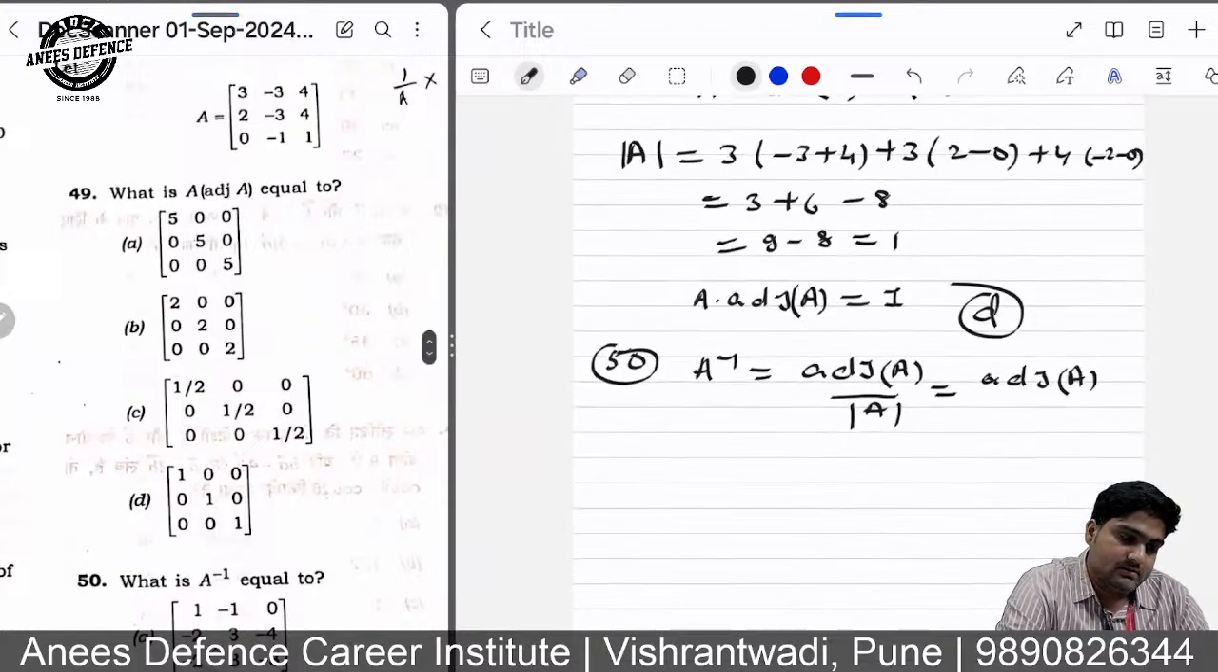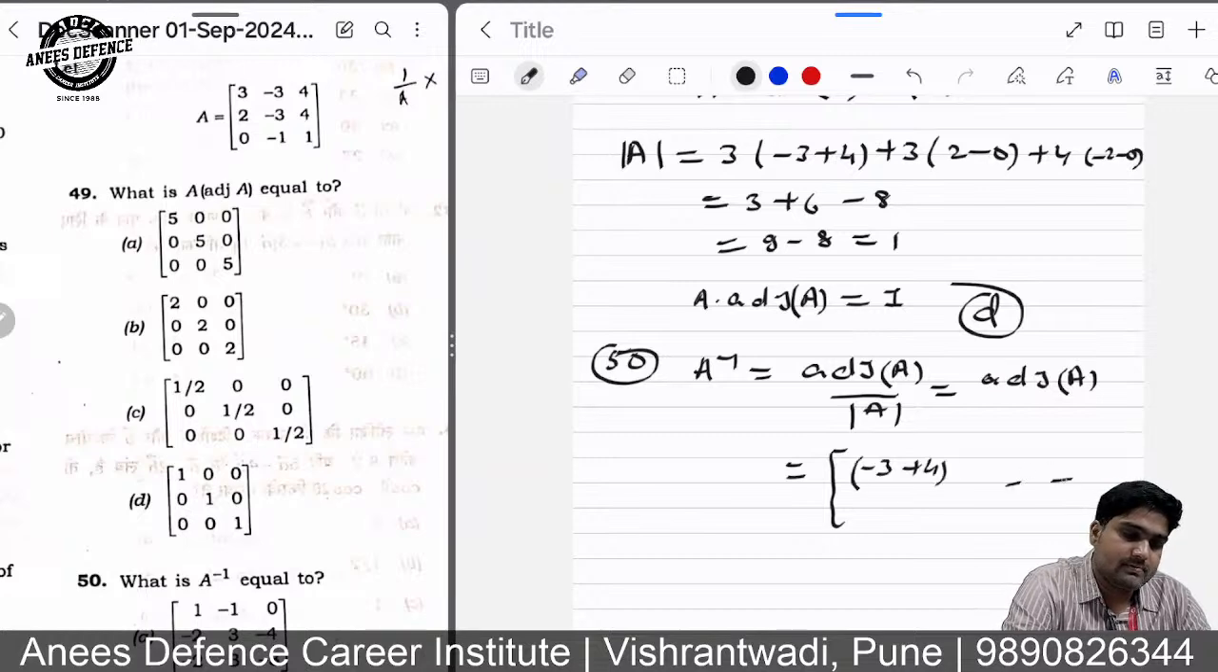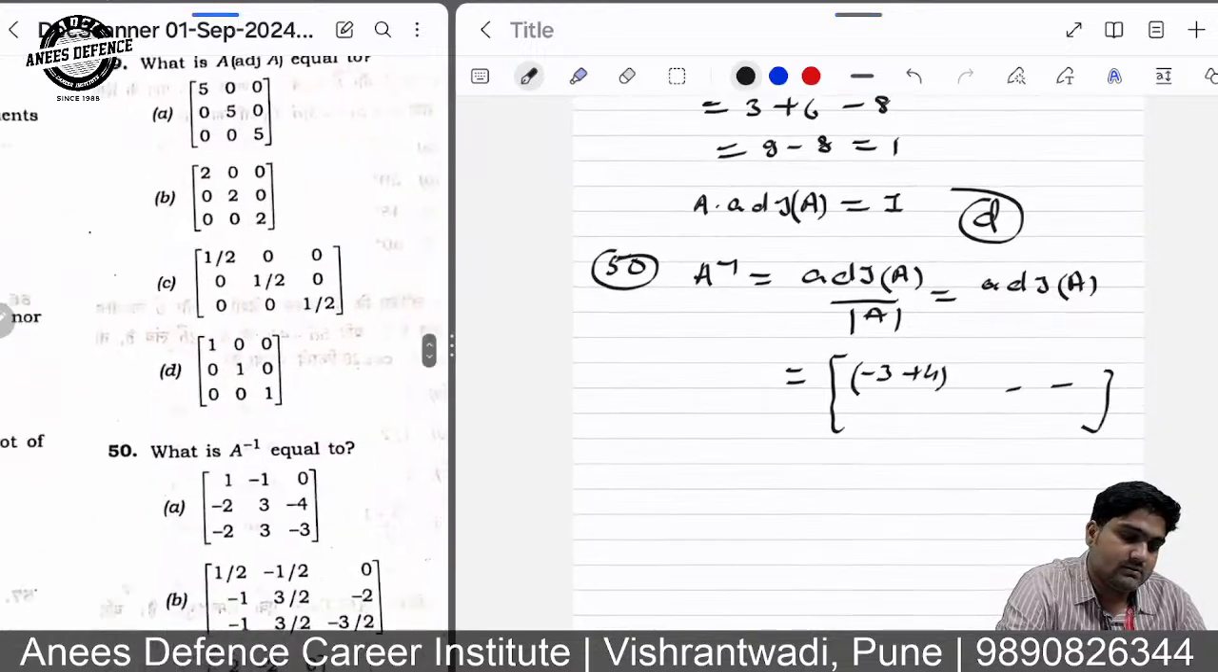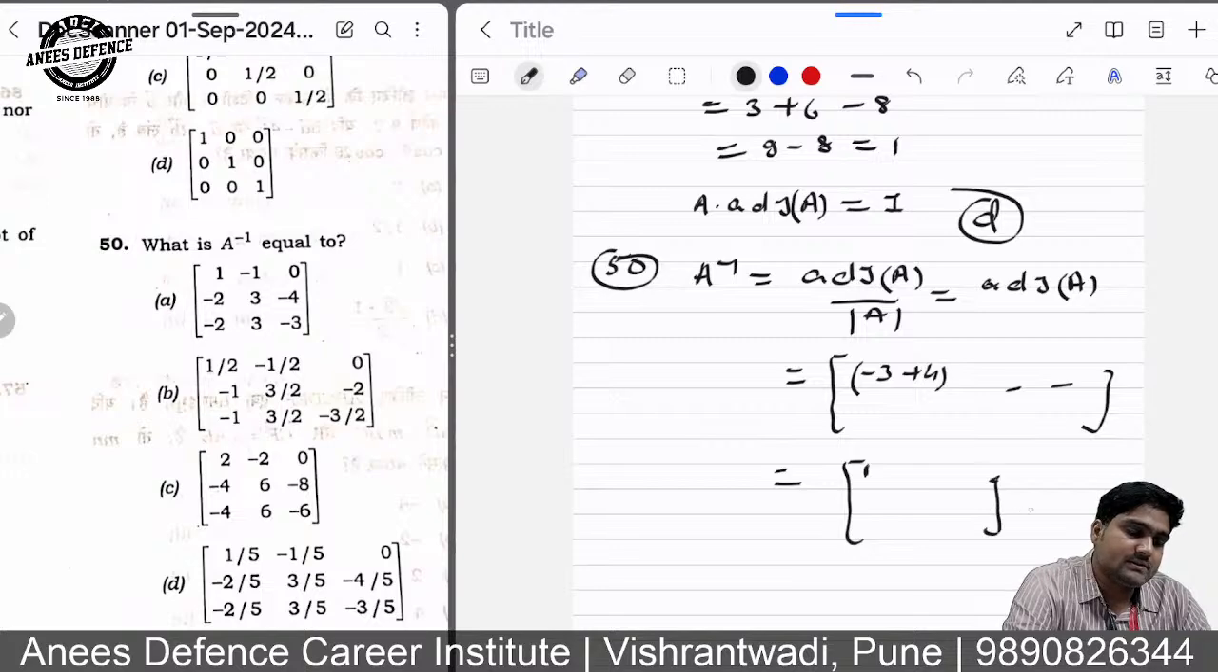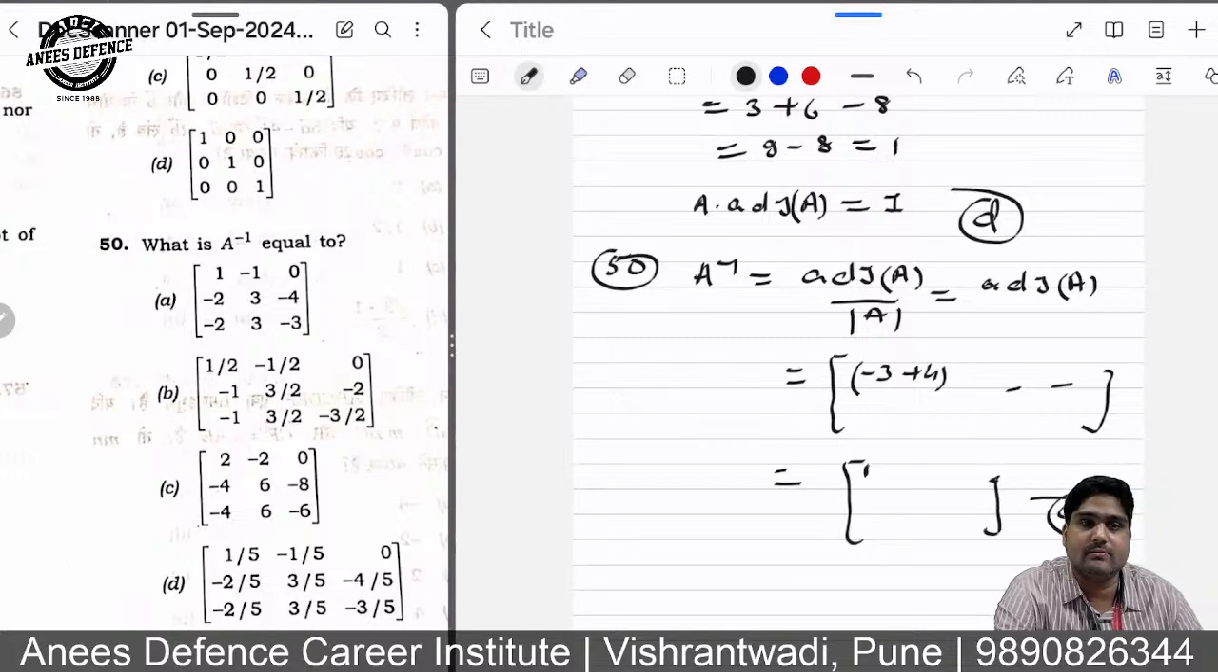So if I find the first element of adjoint of A, it is minus 3 plus 4, so it's 1. There is only one option which has the first element as 1. So option A is the correct answer for question number 50.